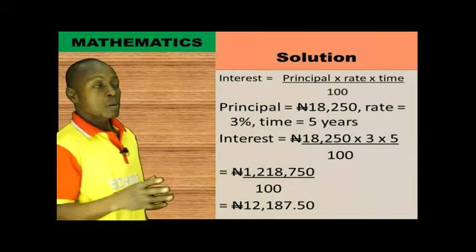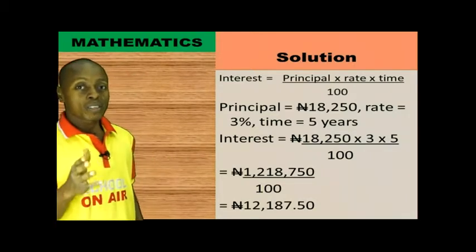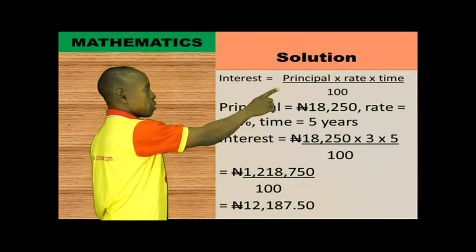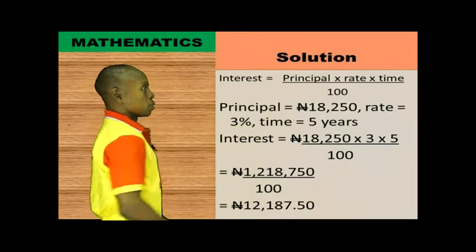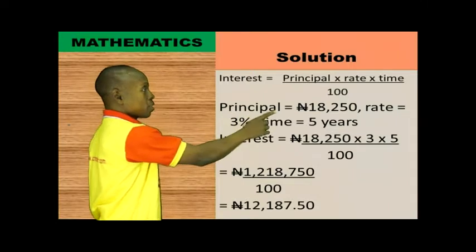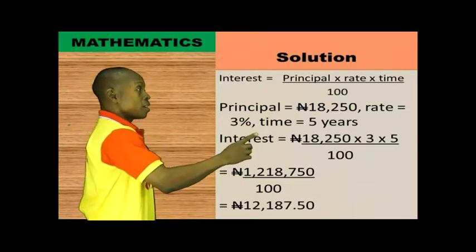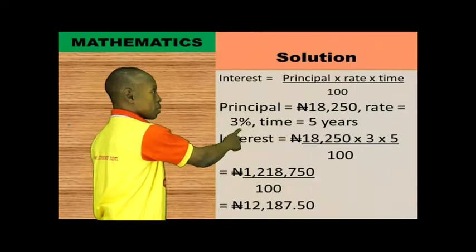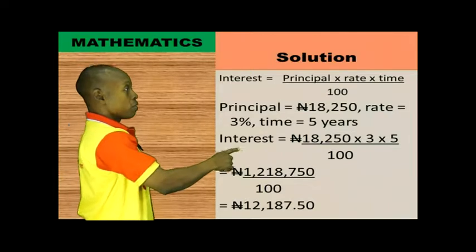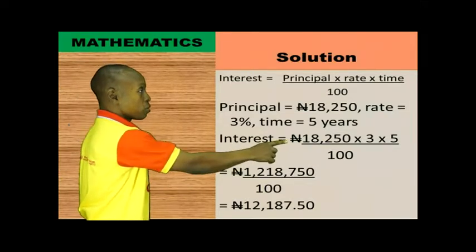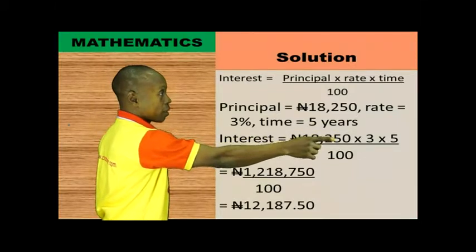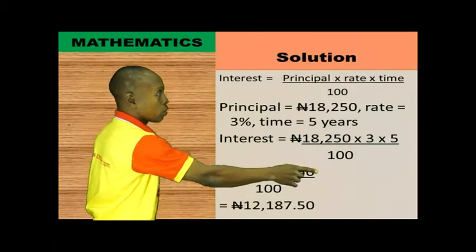The first thing when you're dealing with this type of problem is to first write out the formula. It's very important. So you write interest is equal to principal times rate times time over 100. And in the question, you realize you have been given the principal. Principal is equal to 18,250, and the rate given in the question is 3%. The time is 5 years. So you write out the formula, the interest. Interest equals, this is the principal 18,250 multiplied by 3, which is the rate, and multiplied by 5, which is the time, all over 100.